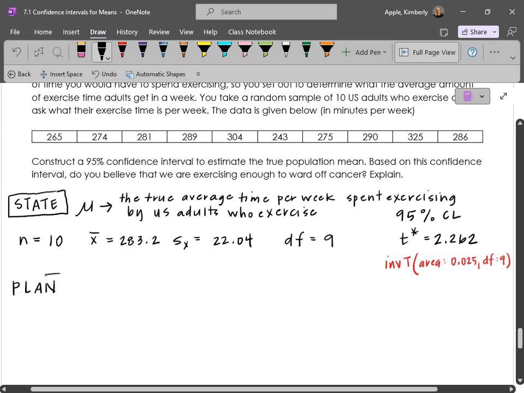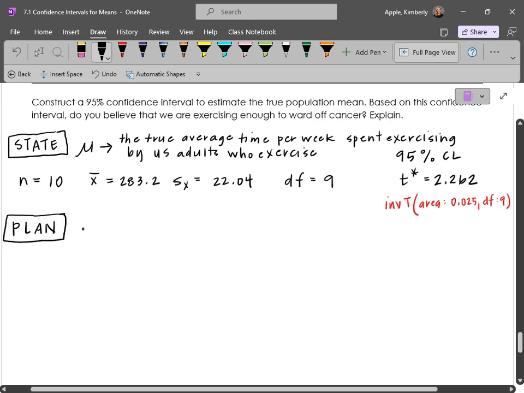Hopefully now you see, with finally having a change in the name of the procedure, how those work. This is a one sample T interval. Our test statistic is no longer Z, it is now T. And our parameter is no longer P, it's now mu. So this is a one sample T interval for mu. And then we're going to check some conditions, and this is going to take longer than normal.